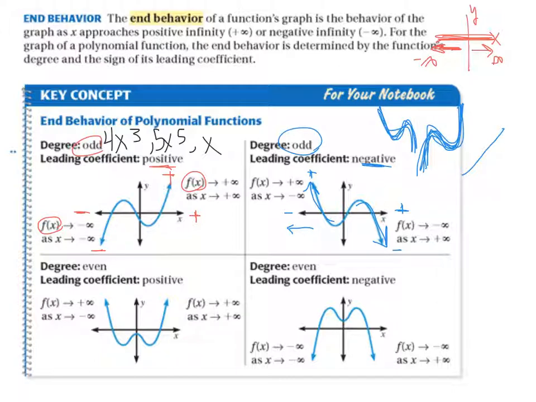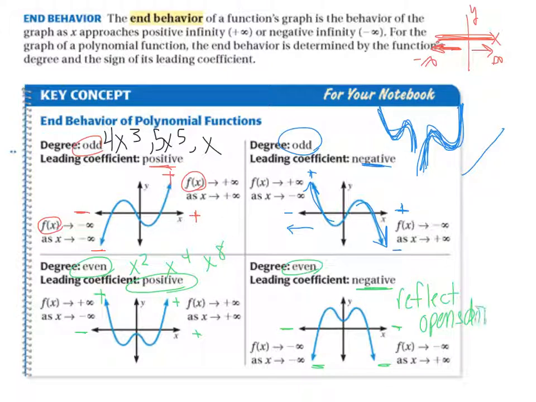Alright, now let's go to even. Okay, we're even, like x squared, x to the fourth, x to the eighth, etc. When my leading coefficient is positive, when x is in the negative direction, my curve is going up. When x is in the positive direction, my curve is going up. Same thing, even, but negative leading coefficient, it reflects over the x-axis. So that's negative, that's negative, that's negative, that's negative. So this is reflect, opens down.